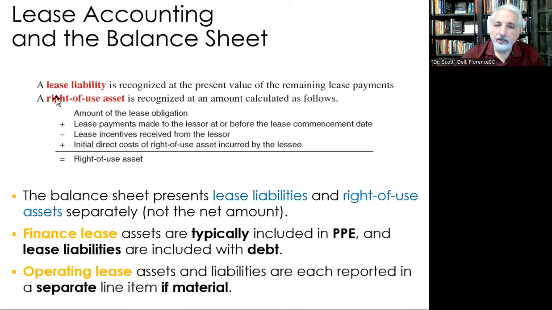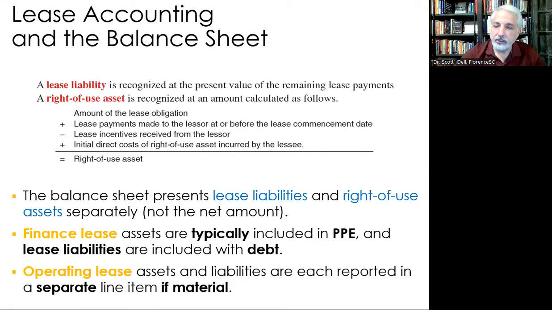And what do we have on the balance sheet? Lease obligation. We have lease payments made to the lessor before the lease commencement date, incentives received from the lessor, and the initial direct costs associated with incurring the lease, which equals our right of use asset showing up as an asset on the balance sheet. And as I said, we present lease liabilities and right of use separately, not the net amount.